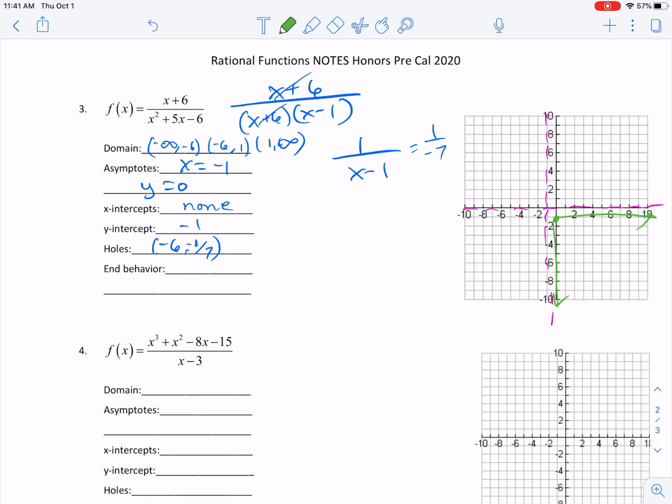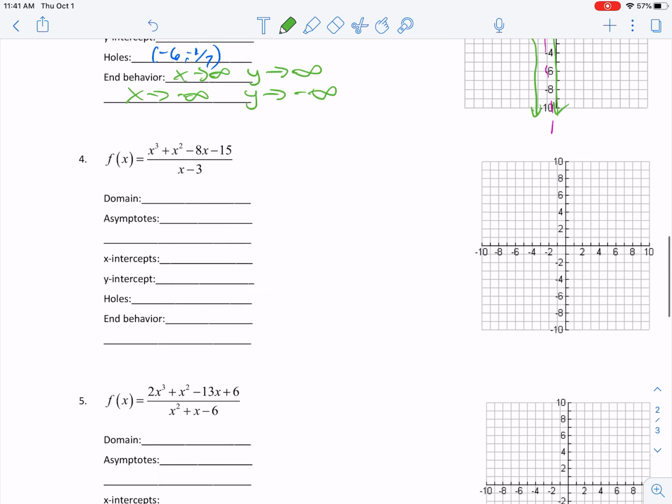And then I've got -6, -1/7. There's a hole right there. So my graph is doing this. End behavior: x is going to infinity, y is going to infinity; x is going negative, y is going negative. Out here, following that asymptote. Okay, 2 more.